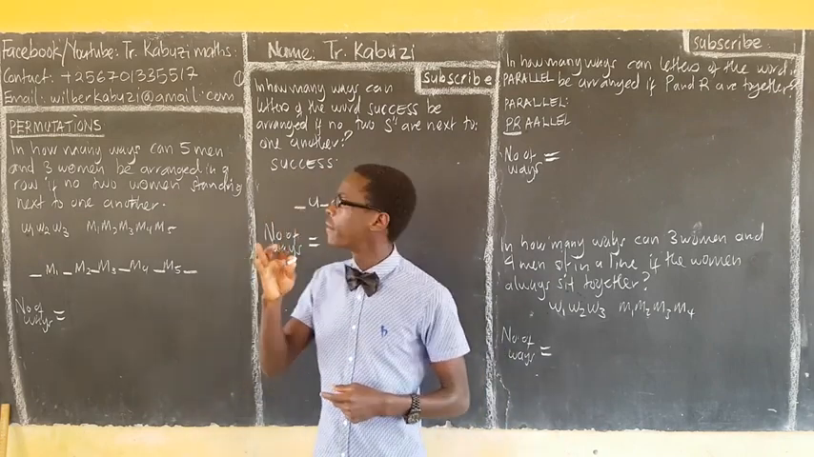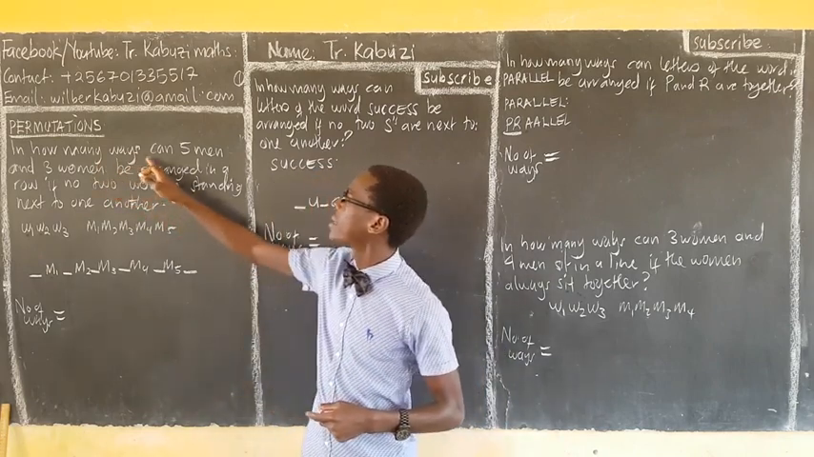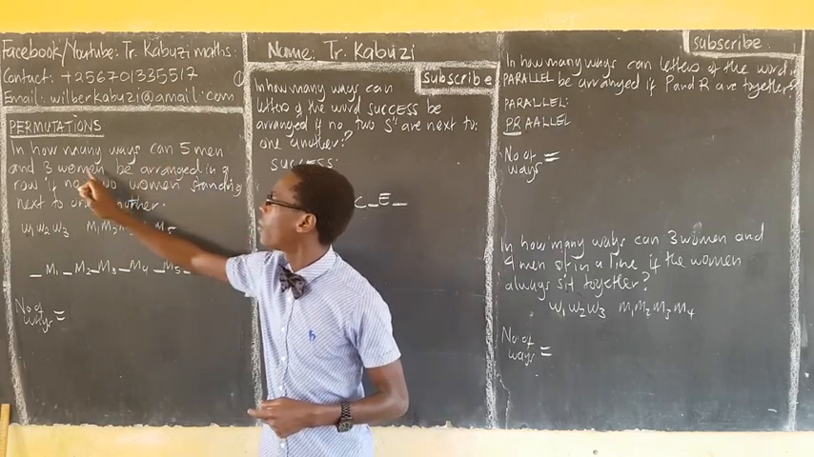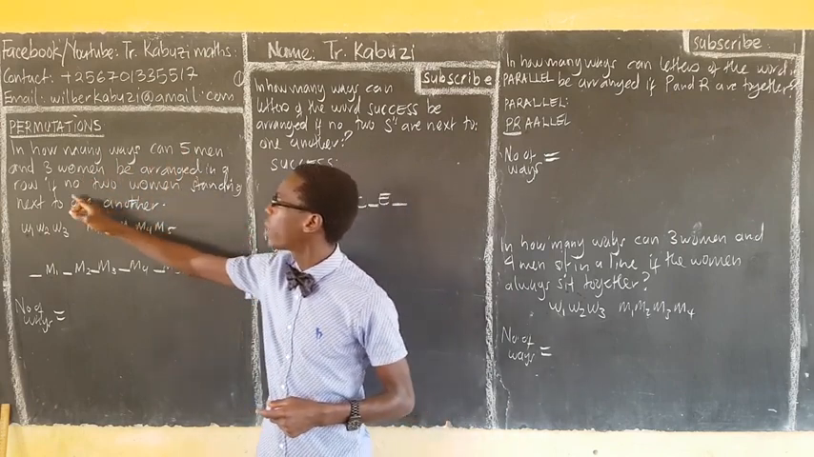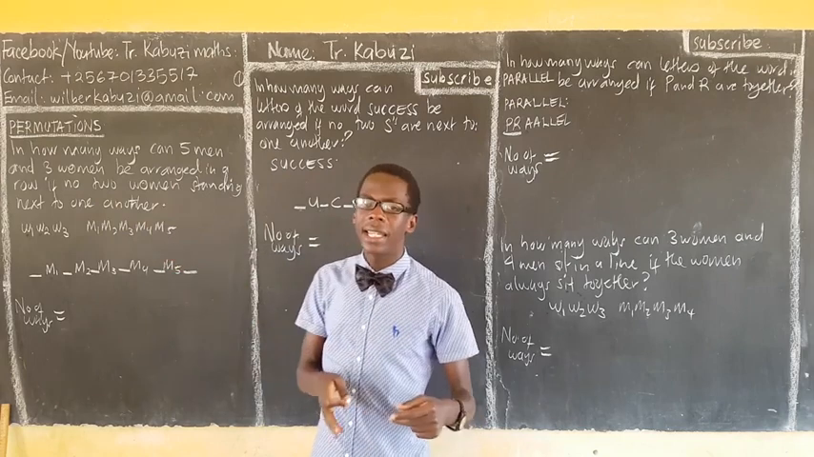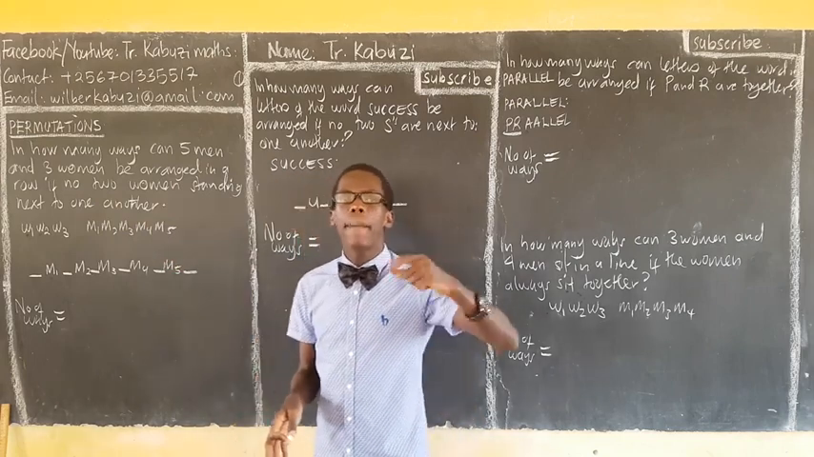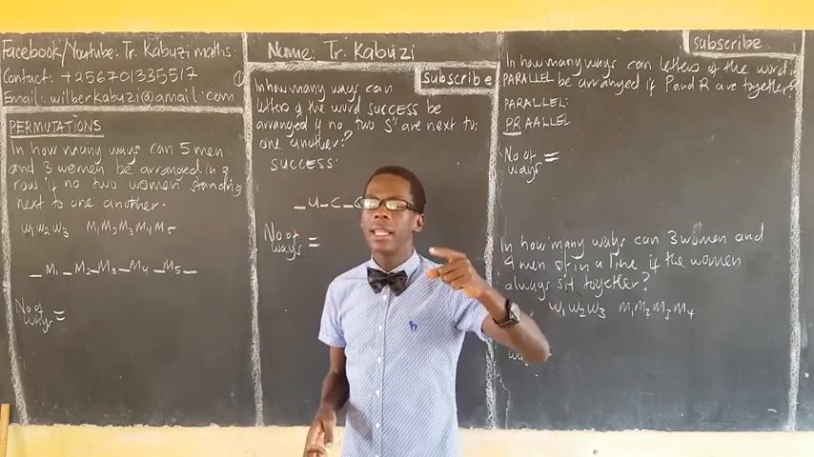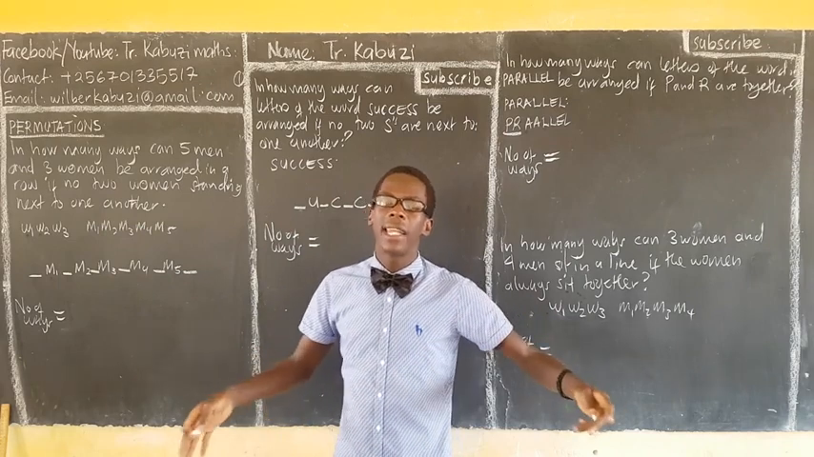What are they looking for? In how many ways can 5 men and 3 women be arranged in a row if no 2 women are standing next to each other? Now, here they are putting the condition on women. So the women should not be standing next to each other.